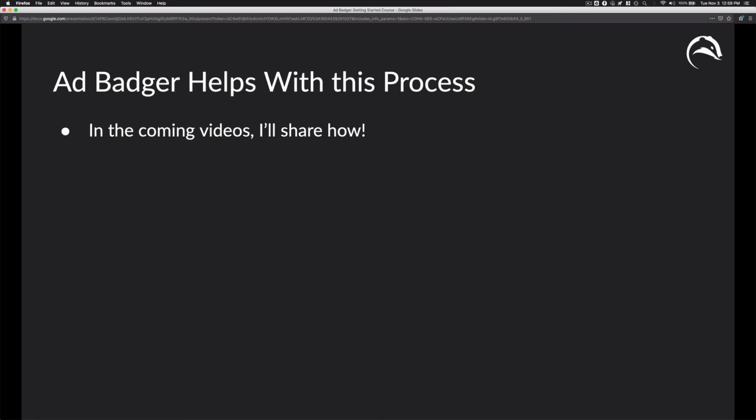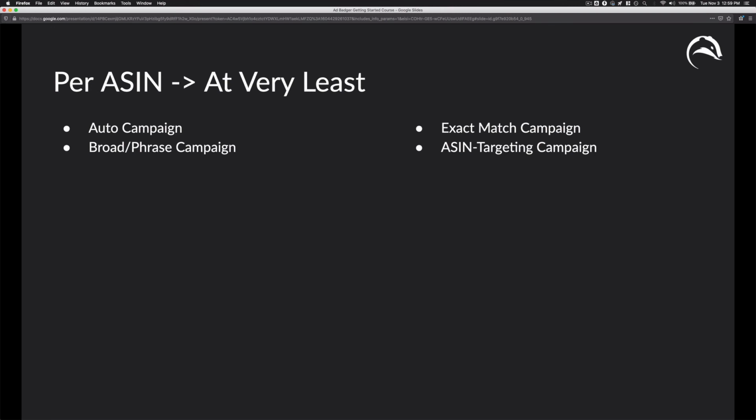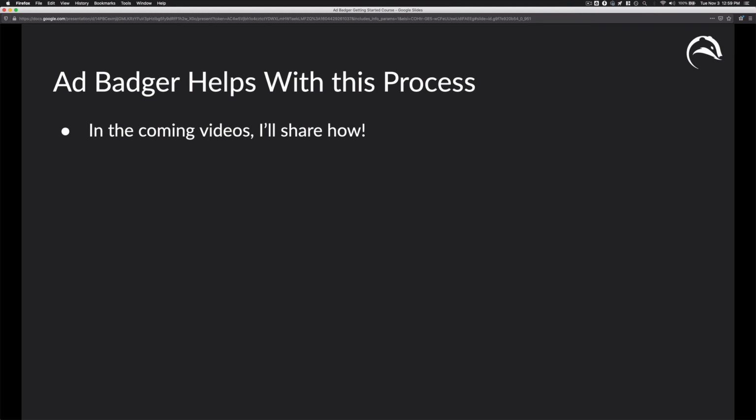So don't worry, for right now, it's really that general process of research, peel, stick, and block. We do the research in the research campaigns, which are the automatic targeting and broad and phrase targeting. And then we go ahead and graduate those terms, we peel them out of the research and we stick them into an exact match or product targeting, allowing us to maximize our results. So don't worry, I'll show you exactly how this works.